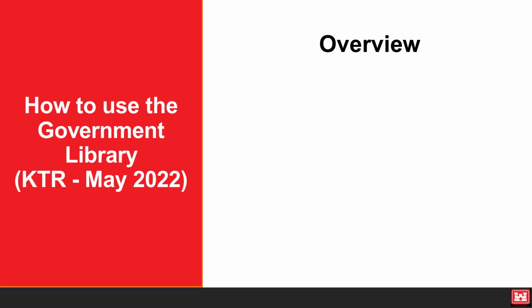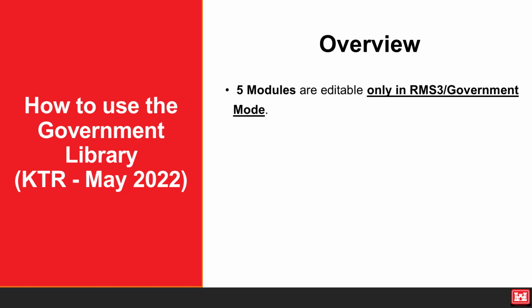Today we'll discuss how to navigate through the Government Library module in Contractor mode. Now let's get started. The five modules in this area represent data sets that are common in both RMS3 Contractor mode and RMS3 Government mode. They are editable only in RMS3 Government mode.